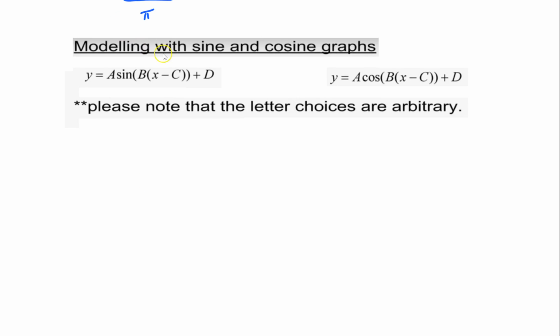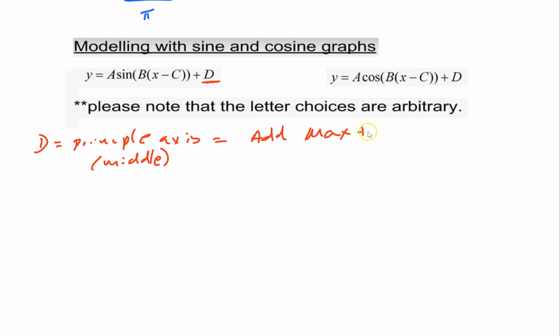So let's talk about how to find everything. Now, for me, the first thing I always find is the vertical shift right here. Now, the way you find D, which we call the principal axis, right, it's the middle of your graph. If you want to think of it as the middle. And you always find the middle the same way. You add the max plus the min and divide by 2. That'll get you your vertical shift.